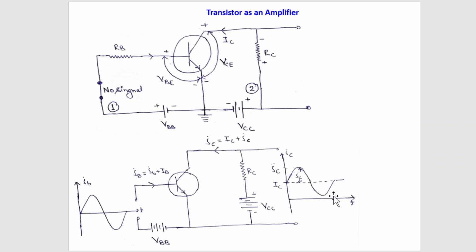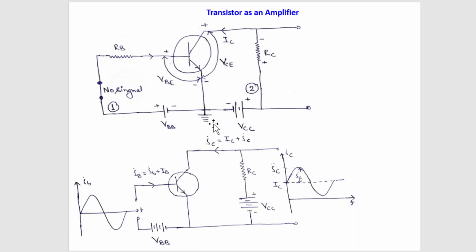So we are getting the amplified signal. So we are getting the output, and whatever output signal we are getting, that is the amplified signal. This particular type of application is called a transistor as an amplifier. But it is not as easy as it looks to use a transistor as an amplifier.